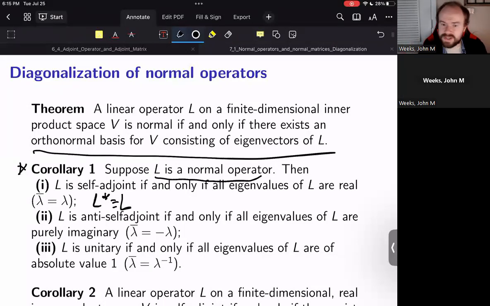So if we have this self-adjoint operator, it turns out that this is the case if and only if all the eigenvalues of L are real.